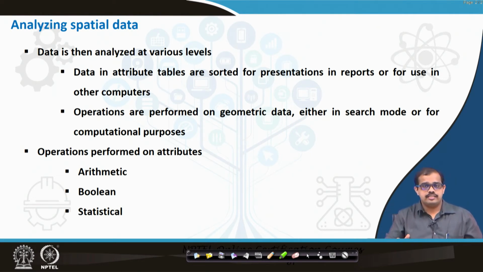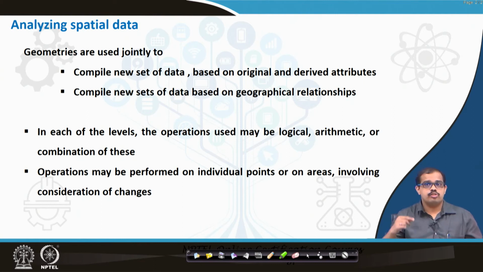And when you are looking at this spatial data, data is normally analyzed at attribute tables or sorted out for presentation in reports or for the use in other computers. Operations are performed on geometric data either in search mode or for computational purposes. So, when you are speaking about operations, it can be either arithmetic operations, Boolean operations or statistical operations. When we say operations, I am very specific about operations between attributes, operations between attribute and the created information. So, that is called an operation.